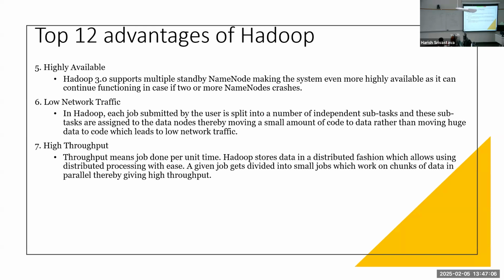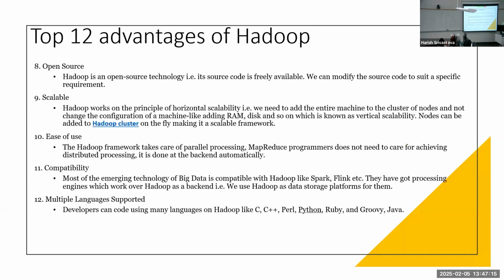High throughput I have already explained. Since it is parallel processing, everything runs in parallel, so it is faster and a high throughput of data processing happens. Open source, Hadoop is an open source technology, its source code is freely available, we can modify the source code to suit the specific requirement. Scalable, we already know, it is highly scalable, you can spin up new data nodes as much as you want in terms of clusters. Ease of use, so you don't have to worry about the mapper and reducer processing, it's handled by the Hadoop ecosystem itself, you have to just manage the source file coming into picture.